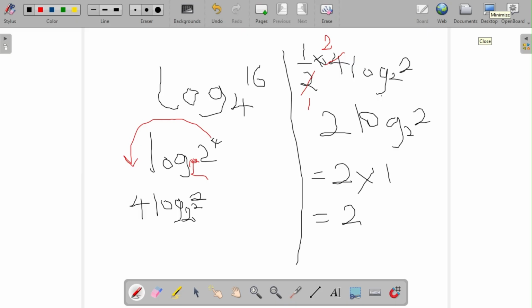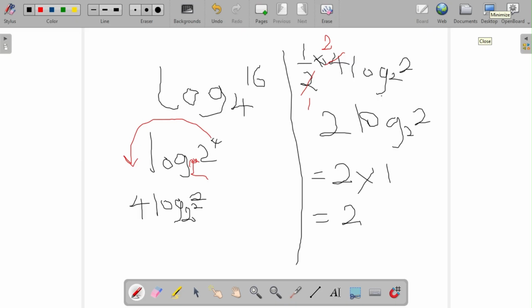From the situation whereby you have log 2 to base 2, if you have a power to the base, it becomes a reciprocal to the coefficient of the log. So that made it 1 over 2 times 4 log 2 to base 2. So 2 here, 1. 2 into 4 is 2. So that will be 2 log 2 to base 2.